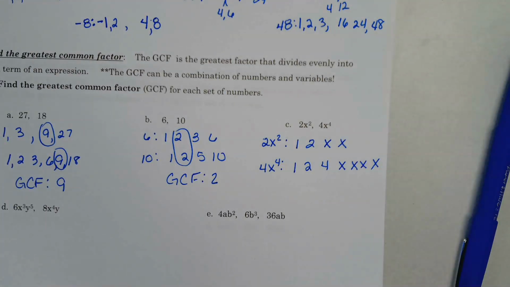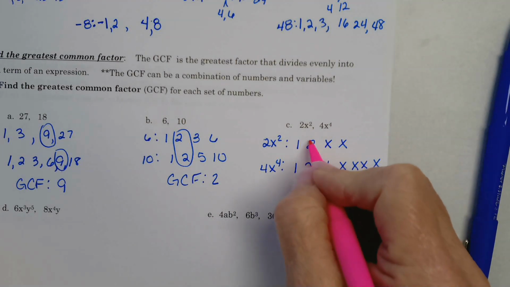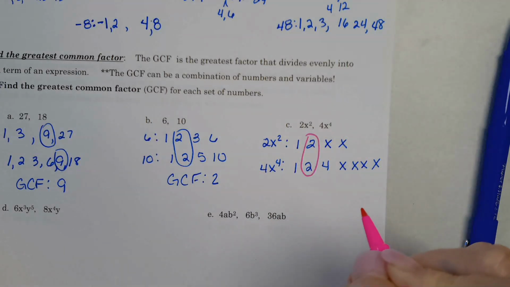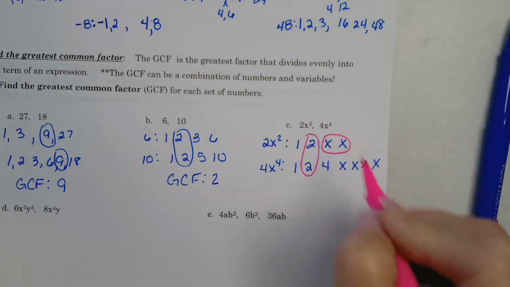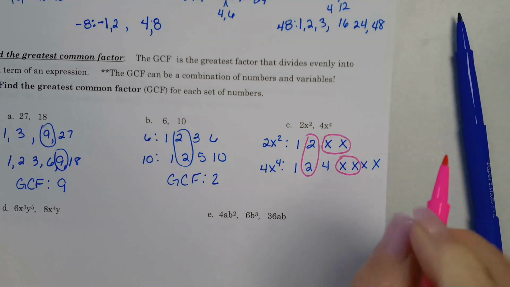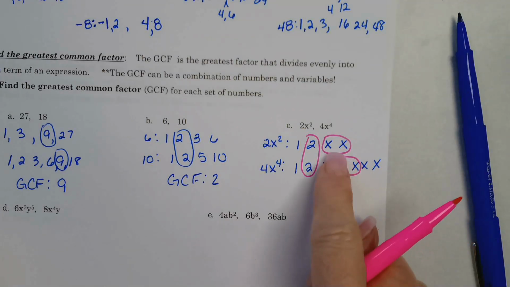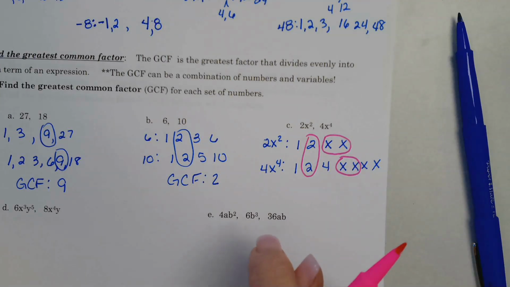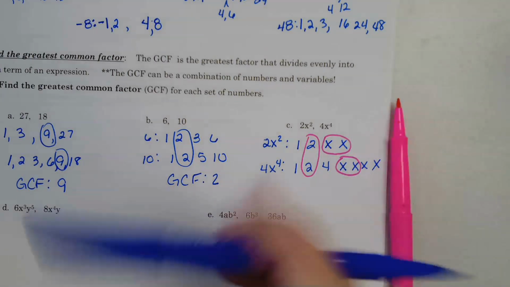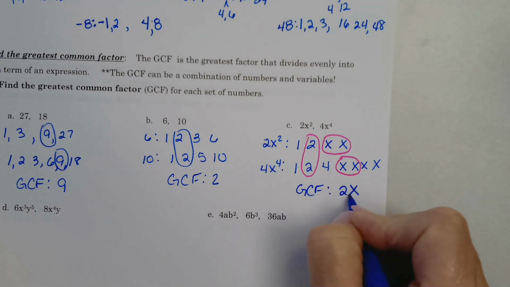Now, what we want to do here is circle everything that we have in common. So as far as our numbers go, we have a common factor of 2. As far as our x's go, I have 2 x's here and I've got more x's here, but what I have in common is just 2. So you always have to look at the smaller amount because you can't go greater than that. So they both at least have 2 x's in there. So now my greatest common factor for those terms is 2x to the 2nd.